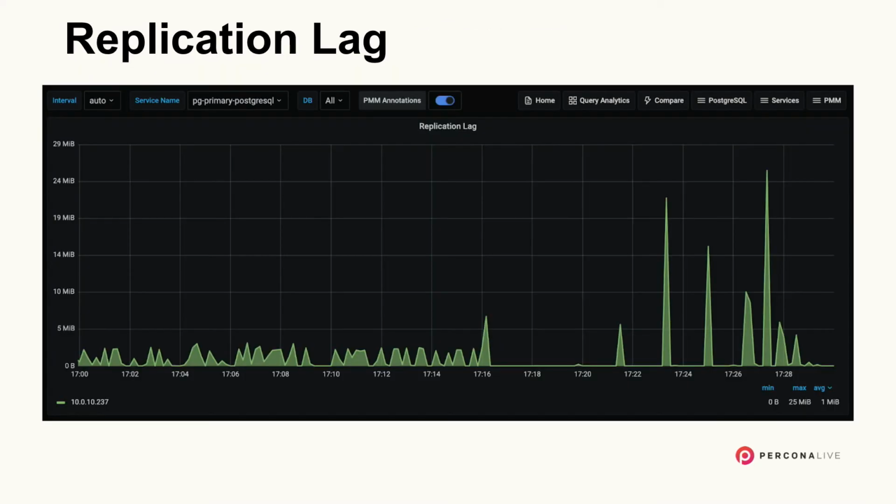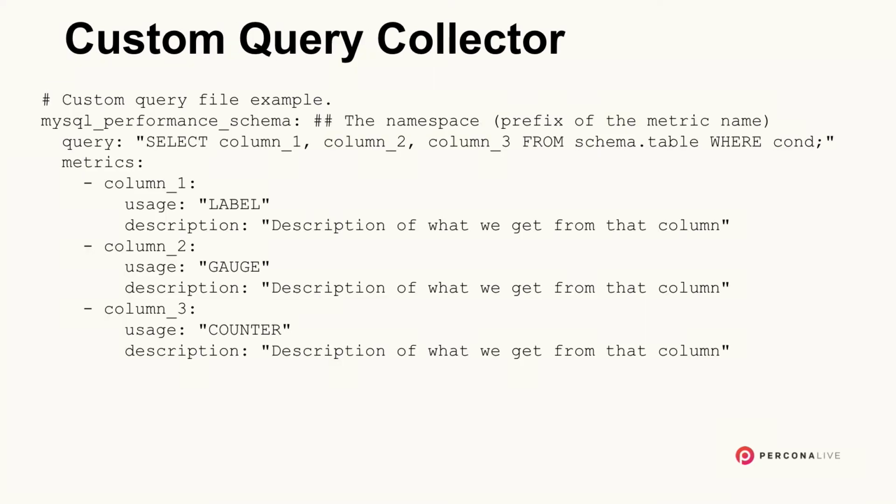I'm sorry, what was the difference between the gauges and the counters? The counter is kind of obvious. The counter counts. The gauge can go up and down. So a counter is basically monotonically increasing. The label is just a string, whatever.